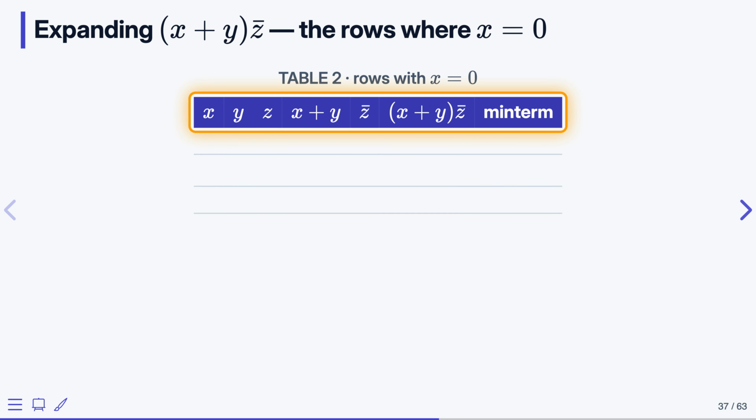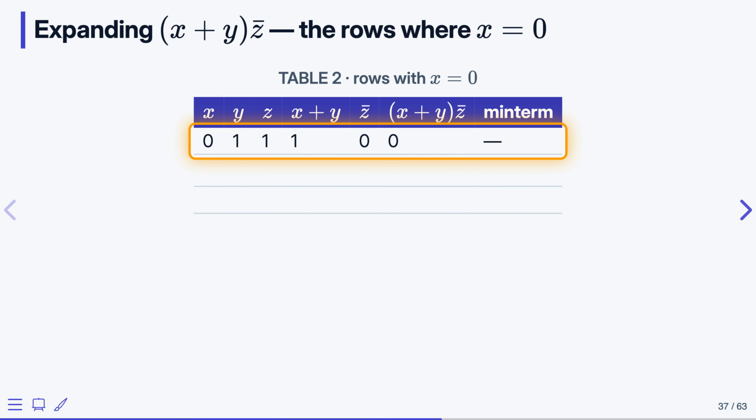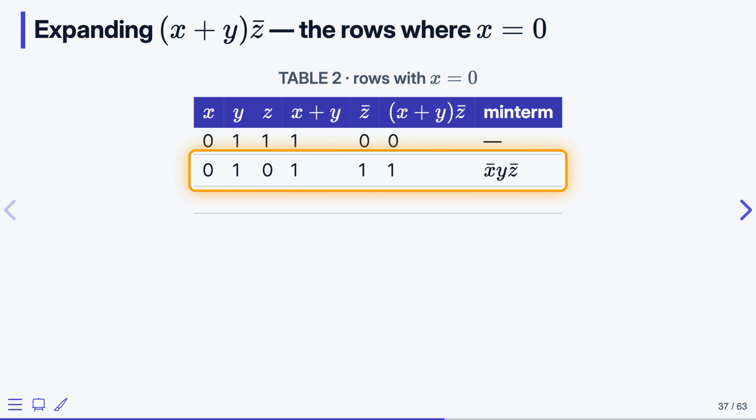And these are the 4 rows where x is 0. Row 5. Y is 1, so x plus y is 1. But z is 1, so bar z is 0. F is 0. Row 6. Y is 1, so x plus y is 1. Z is 0, so bar z is 1. F is 1. The minterm reads x is 0, y is 1, z is 0, giving bar x y bar z.